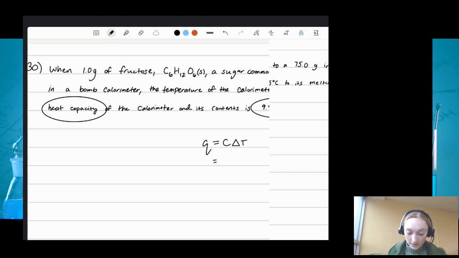The C value that we're given is 9.90, and the delta T, it increases, so it's a positive delta T of 1.58. And that's all that is needed to solve for this. Multiplying this out, it'll give us an answer in kilojoules. So it's 15.642 kilojoules. And rounding to, I believe, 3 significant figures, this will give us an answer of 15.6 kilojoules.